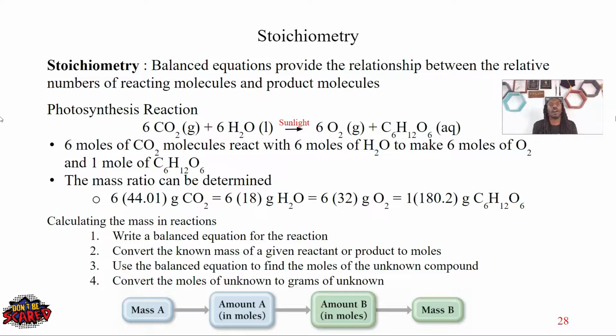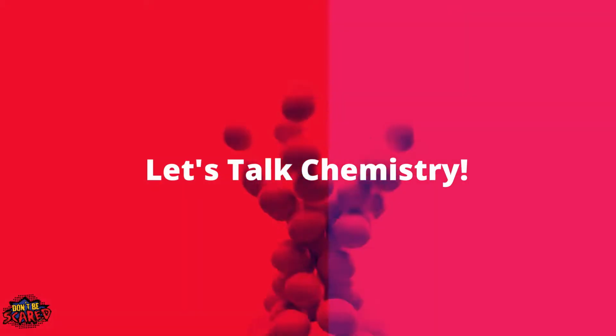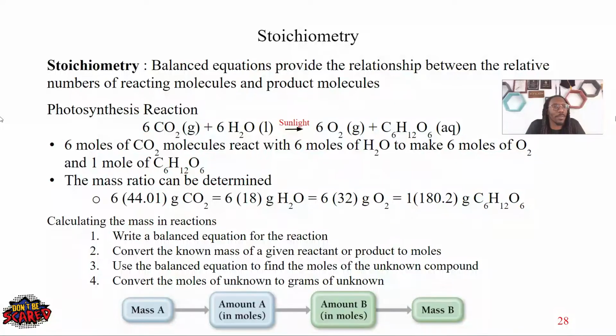Today we are talking about a big boy, stoichiometry. Let's talk about chemistry. Stoichiometry is basically we're going to take our balanced equations and provide a relationship between the numbers of our reacting molecules and our product molecules. Now, what exactly does that mean? That's a technical definition. What we're really going to talk about today is mole to mole ratio. That's how I like to think about this stoichiometry stuff. It's a mole to mole ratio.